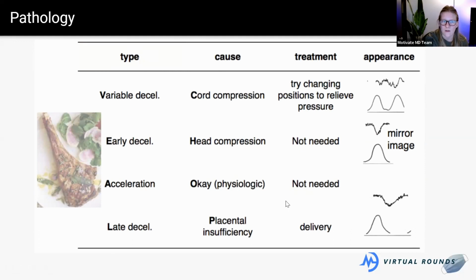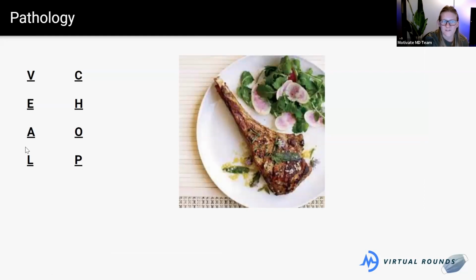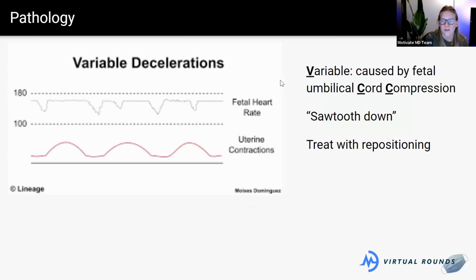And we'll go through these causes and the treatments again once I show you guys what they look like. So just to remind you, VEAL CHOP, and this is going to correlate with the cause of this abnormality here. So if V goes with C, variable is going to go with cord compression. So if an umbilical cord is compressed either against the side of the uterus, or if it starts to prolapse down through the cervix, or if the fetal head is pressing against it, then that's going to produce this pattern.